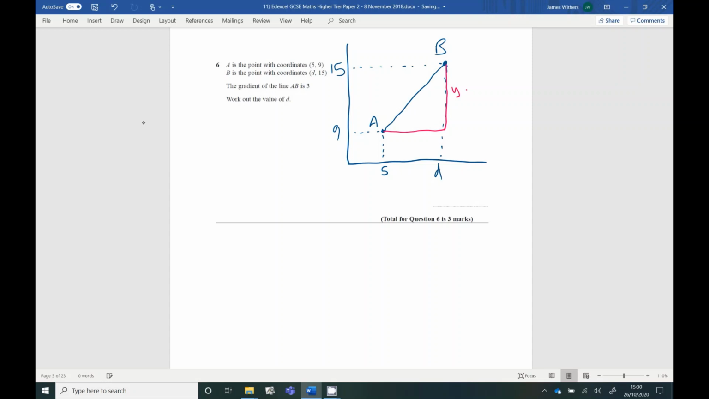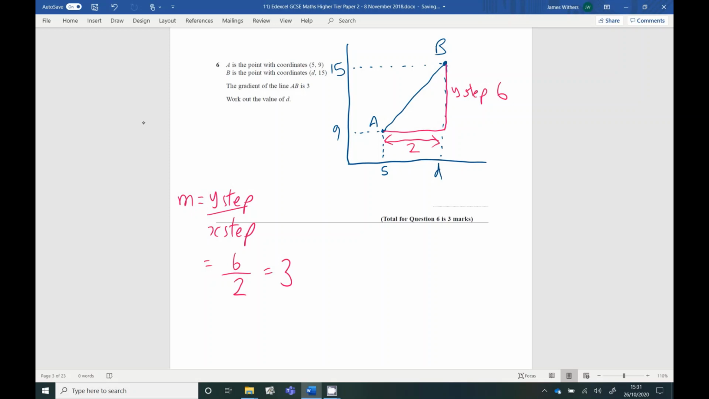Now our y step, the height of the triangle, is 15 take away 9, which is 6. The gradient, as I said, is the y step over the x step. So that is 6 over the base of our triangle, this length here. When we do y step over x step, we're going to get a gradient of 3. So what must we be dividing 6 by in order to get a gradient of 3? Well, clearly it's going to have to be 2. The base of our triangle is going to be 2.